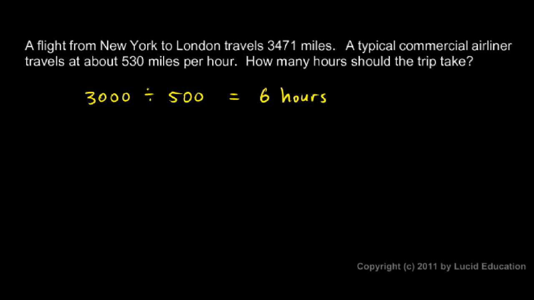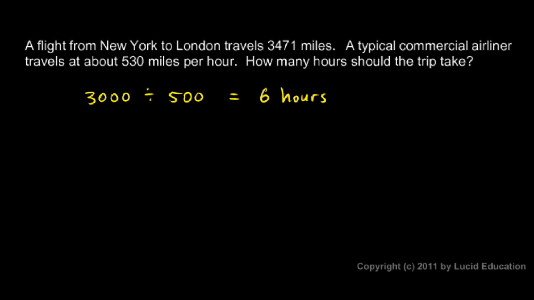Now note that in this case, it's very reasonable to divide rounded numbers. The distance might not be exact. Planes take various different paths through the sky. They adjust their course for the weather, or they adjust their course as air traffic control tells them to because of other traffic in the sky. And the 530 miles an hour is not an exact number either. Some planes fly faster, some fly slower. If there's a headwind, it will slow the plane down. If there's a tailwind, it will speed it up. So 530 isn't exact either. Neither of these numbers are really exact, so we can't really expect an exact answer.